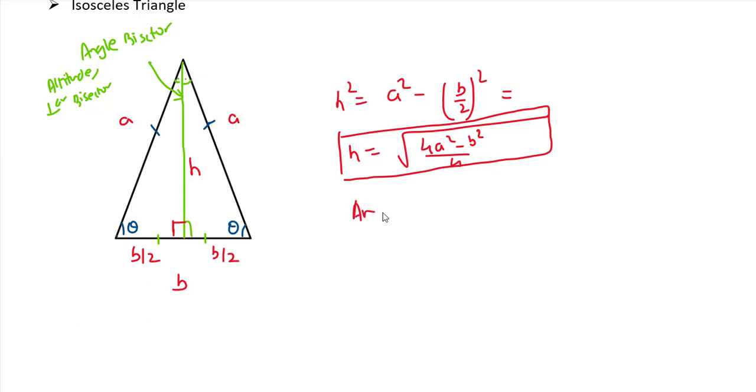The formula for area will be half base, which is B, into the height, which is H. So the height is this.